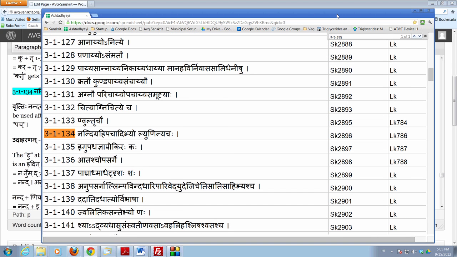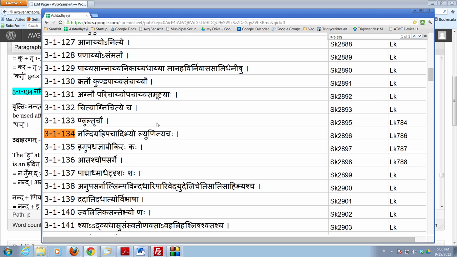Now in this sutram, what we have is this compound, Nandigrahipachadibhyo Lyu Ninyachaha. Now Nandigrahipachadibhya, there is a pratipadikam inside, Nandigrahipachadi. This is a compound. We have not studied compounds yet, but we need to understand a little bit of what that means. There is a group of three terms: Nandi, Grahi and Pach. That's what is called a Dvandva Samasa. Dvandva means A plus B plus C.